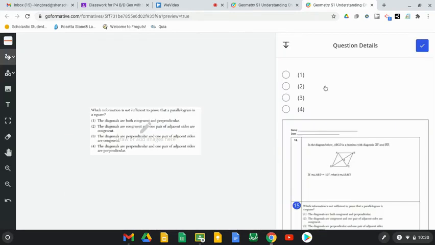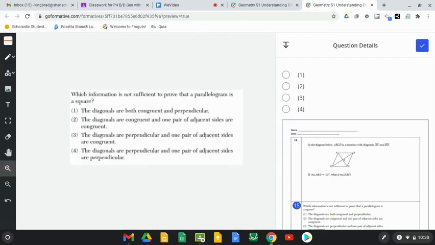Number 15. Another multiple choice property question, which is not enough to prove it's a square. So I got to think about squares. Is this enough to show it's a square, that my diagonals are congruent and perpendicular? If they're congruent, it shows it's a rectangle. And if they're perpendicular, it shows it's a rhombus. So since it's a rectangle and a rhombus, this one works. So you're basically thinking, can I prove it's a rectangle and a rhombus?